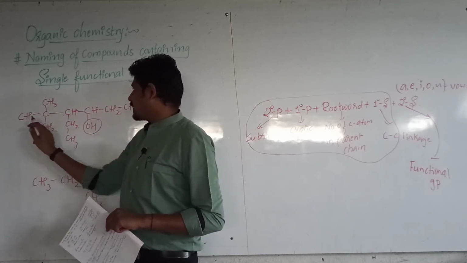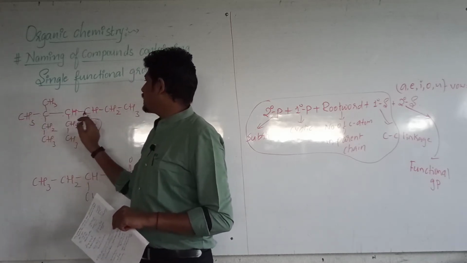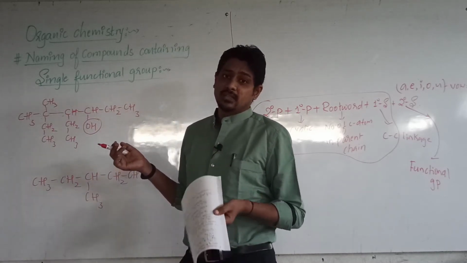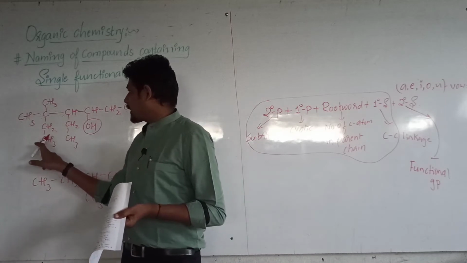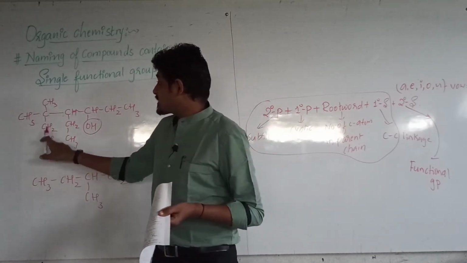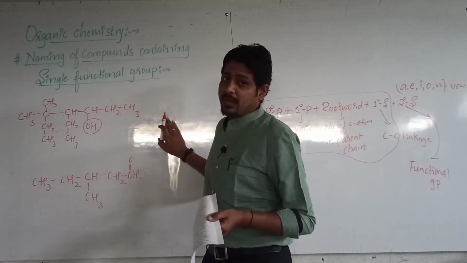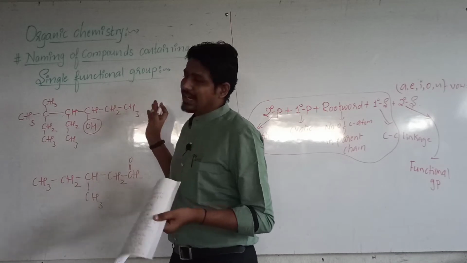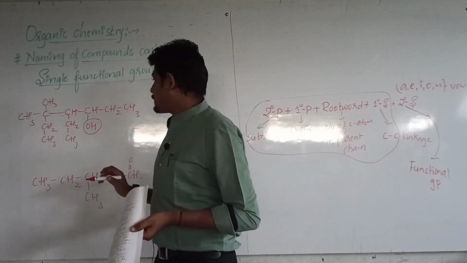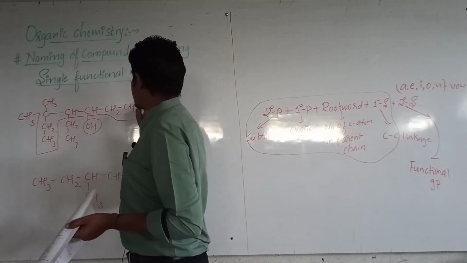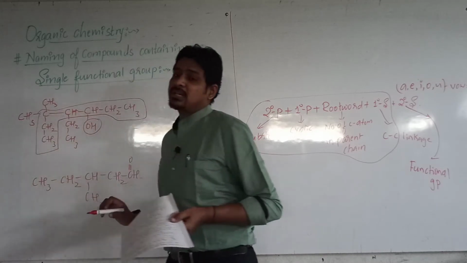Then what is the second option? 1, 2, 3, 4, 5, 6. Both are giving you 6. So let us see whether there is one more possible. I'll go from here: 1, 2, 3, 4, 5, 6, 7. So this is giving me 7 carbon atoms, so this will be my parent chain. You can even go like this also: 1, 2, 3, 4, 5, 6. Again rejected. So the highest is 7. This is my parent chain, containing 7 carbon atoms.